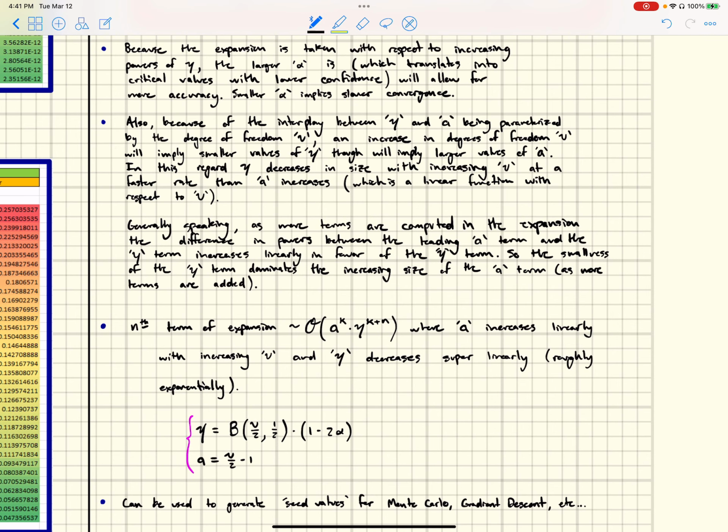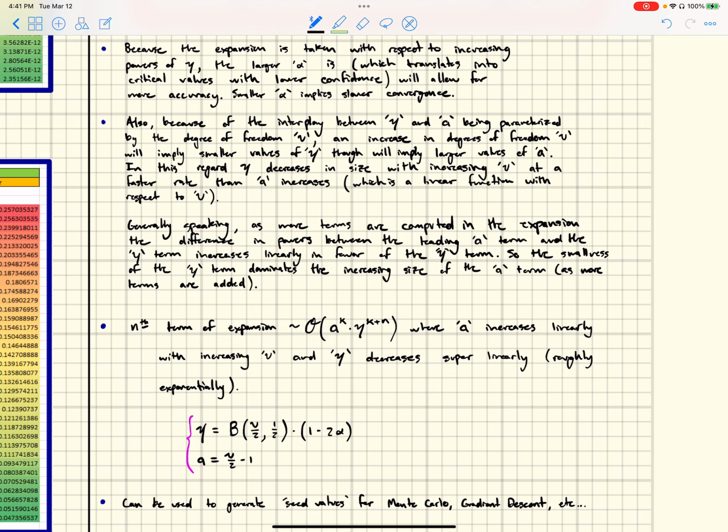So my first point: because the expansion is taken with respect to increasing powers of gamma, the larger your ADA is, and remember this ADA translates into critical values with lower confidence, the more accuracy it allows. So the larger ADA is, which means lower confidence, the larger the accuracy. That means you need fewer and fewer terms to get a certain set amount of accuracy, because a smaller ADA implies a slower convergence of that infinite sum.